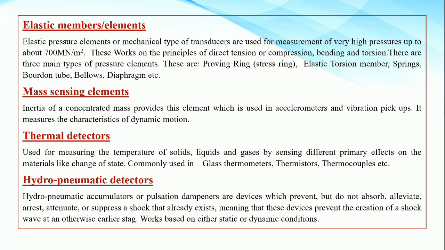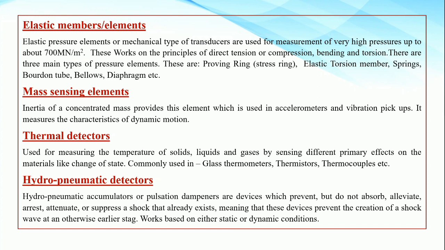Then there is the elastic torsion member. Several types of torque meters make use of elastic torsion members which twist in proportion to the applied torque, and the deformation is used as a measure of torque. There is also the spring. In a spring type indicating scale, unknown weight is applied to the free end of the spring, which causes the displacement, indicated by the pointer.